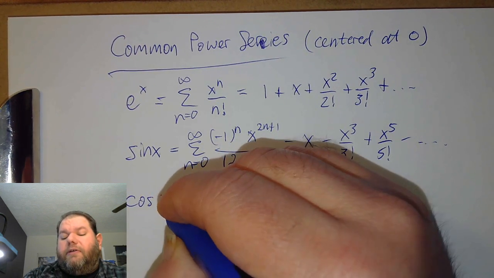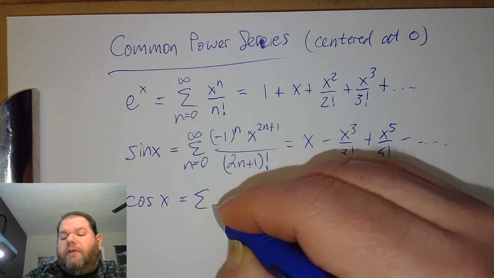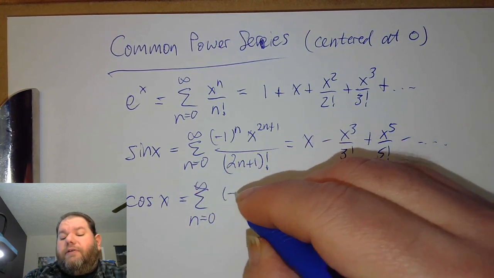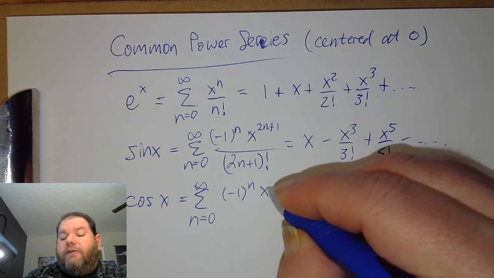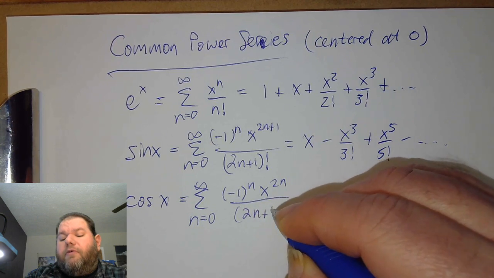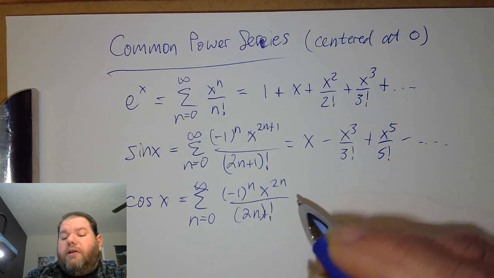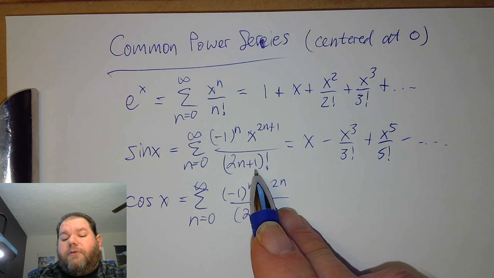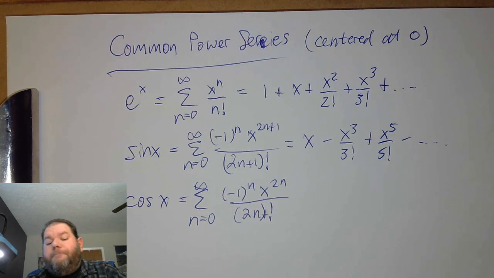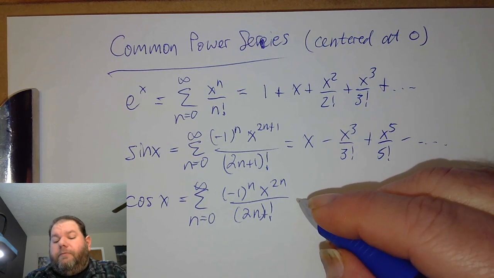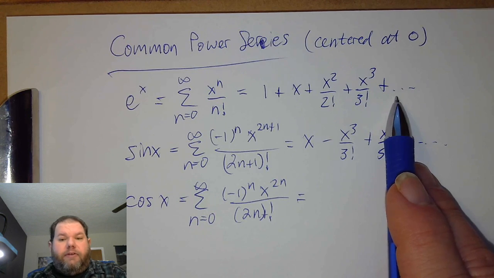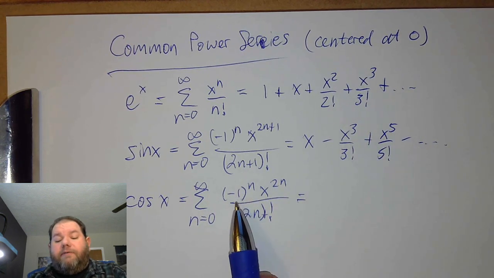Cosine x is actually very similar to sine x in its definition. It's negative 1 to the n, x to the 2n over 2n plus 1, or no, (2n) factorial, my bad. Notice that we have 2n plus 1, 2n plus 1, and then 2n and 2n here. And so cosine basically gets the even terms of the e to the x series, but again alternating positive to negative.